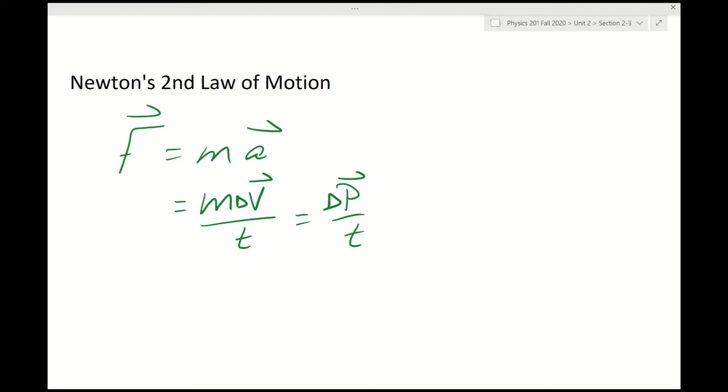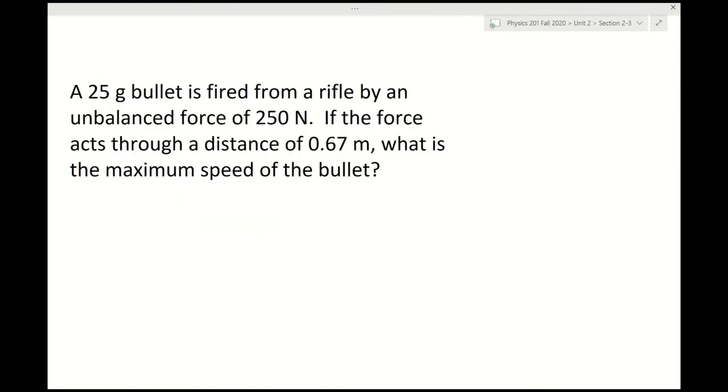So, a 25-gram bullet is fired from a rifle by an unbalanced force of 250 newtons. If the force acts through a distance of 2/3 of a meter, what is the maximum speed? Well, there are a couple of ways we can approach this. We can find the acceleration, or we can look at the change in momentum. So we know the force is equal to 250 newtons, which is either a change in momentum per time, or we can look at the acceleration.